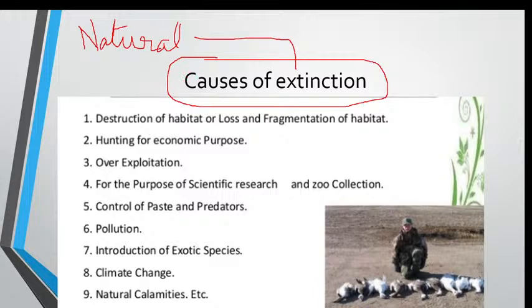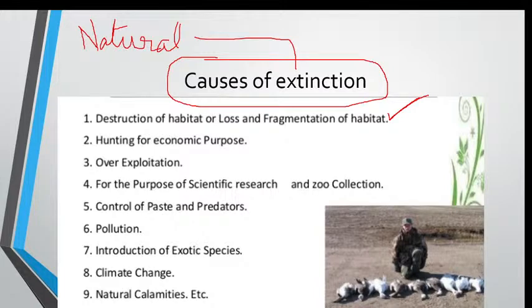The different factors are, one is habitat destruction or habitat loss. The first one, habitat destruction. Habitat destruction means because of the increase in population, people will encroach into the wild area for construction purposes, for utilization of wood or timber, etc. As a result, the habitat will become destroyed or fragmented. That is the primary cause or the first cause of extinction.